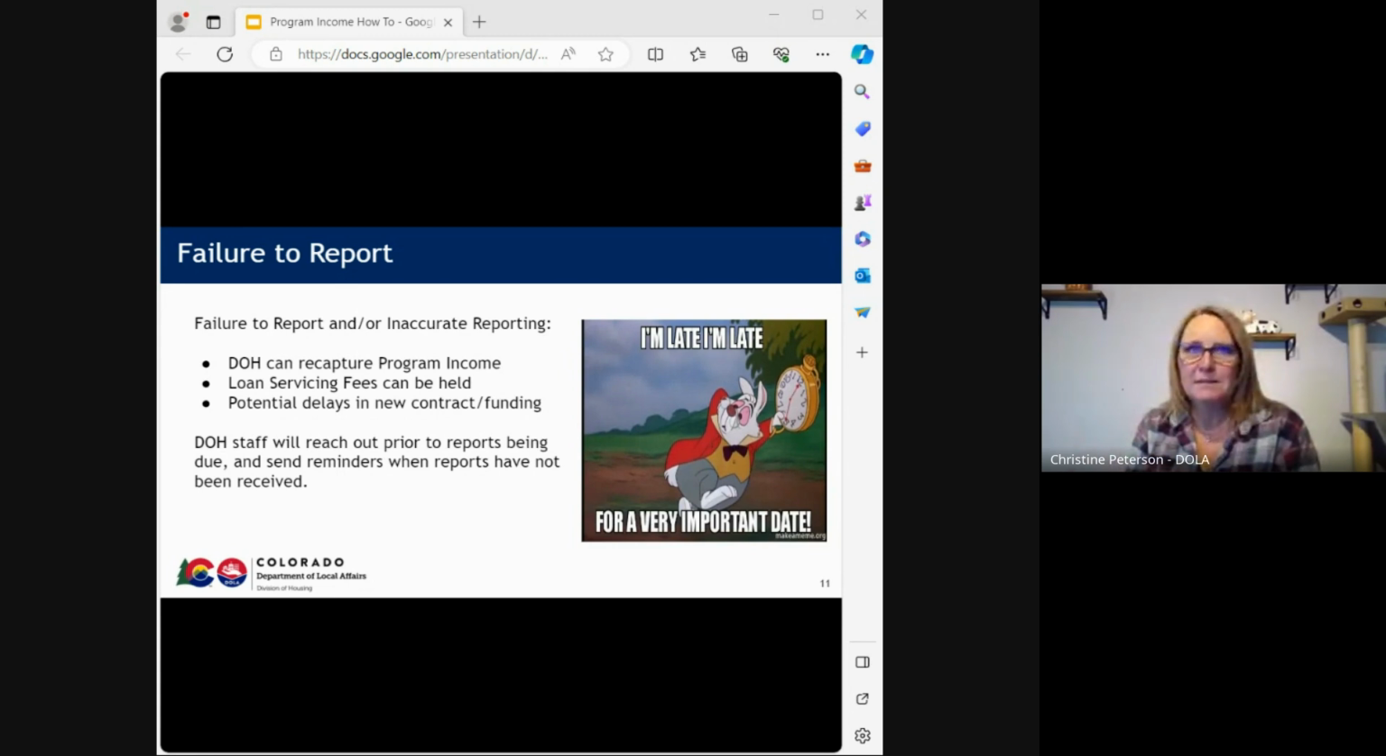Where we see the problems is when we don't receive the reporting and we continually ask and we aren't receiving it. And although it's a problem for us, it can be a problem on the other side in a much larger realm, as this can delay. We can recapture program income. Loan servicing fees will be held or can be held depending on how delayed you are and what the reasoning is. But the biggest one is if you are delayed in reporting, and if it was the 2023 January through June report, we can work with you.